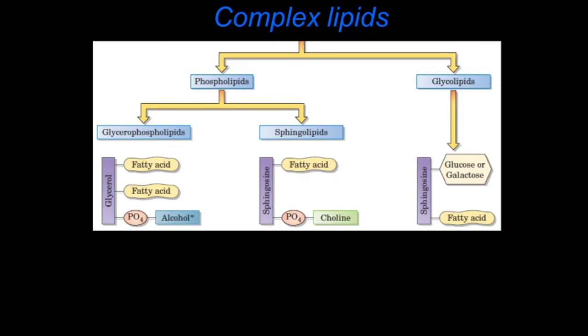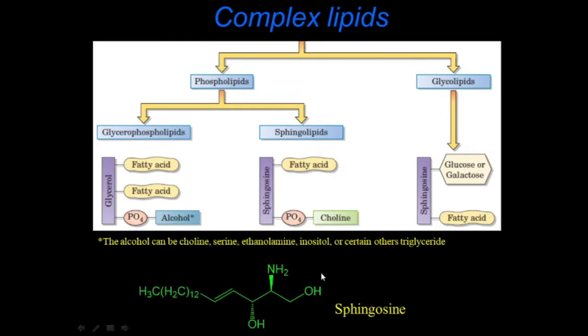Phospholipids. There are two types. Glycerol phospholipids consist of a glycerol fragment, fatty acids, phosphoric acid, and some alcohol; the alcohol can be choline, serine, ethanolamine, or other alcohols. Sphingolipids consist of sphingosine instead of glycerol, one fragment of fatty acid, phosphoric acid, and choline.